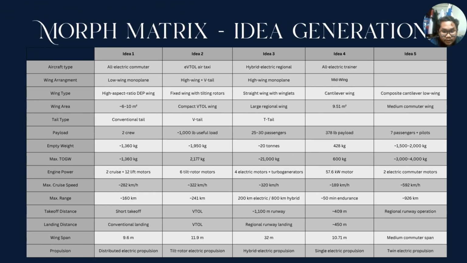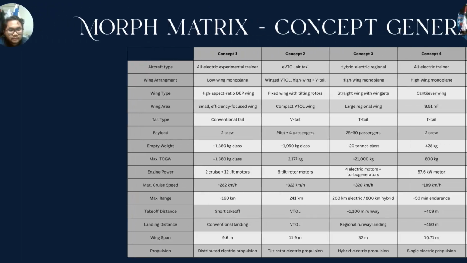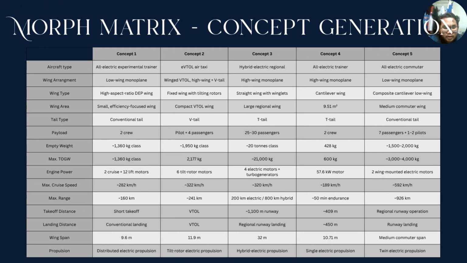Next, we developed several design ideas using the morphological matrix. After generating the ideas, this allowed us to combine the best features from the different aircraft and generate five new aircraft concepts.